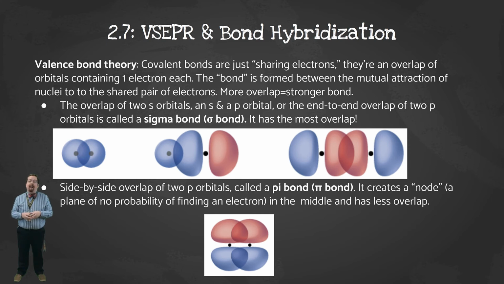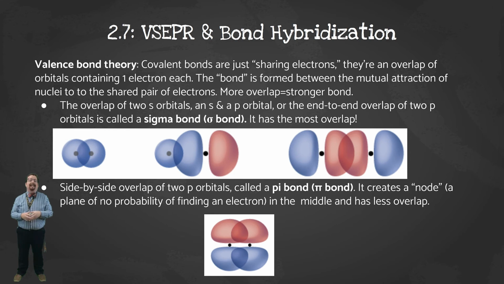These orbitals only have one electron in them, and that's why they're overlapping with another orbital. The bond is just an attraction between the nucleus of each molecule and the lone electron in the other. This attraction forces the orbitals to overlap. The more overlap the orbitals have, the stronger the bond is.